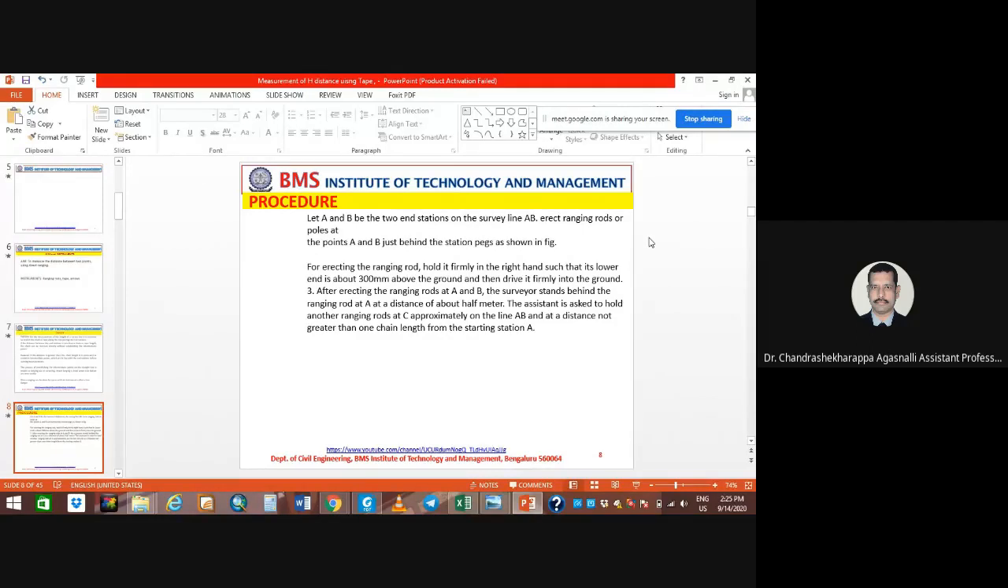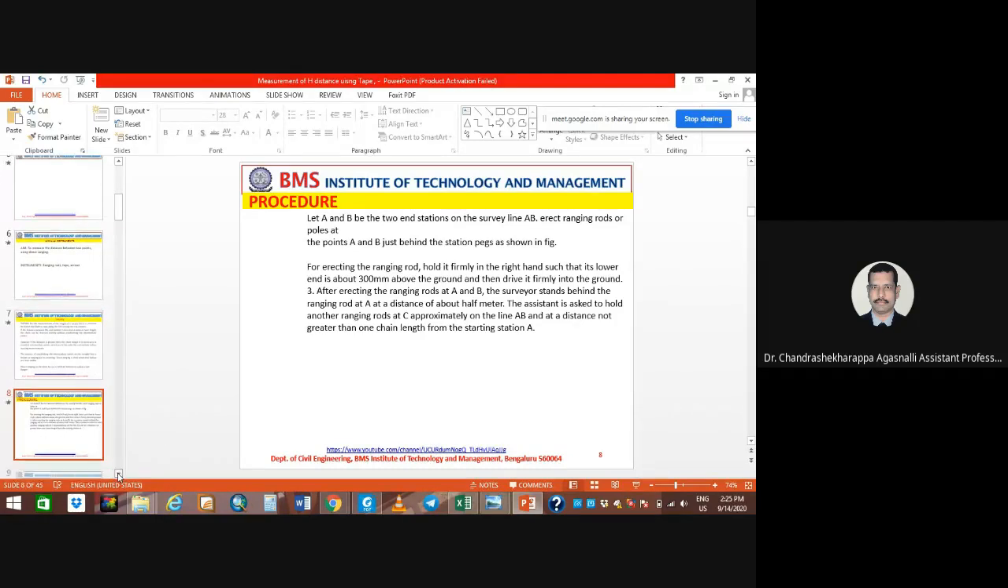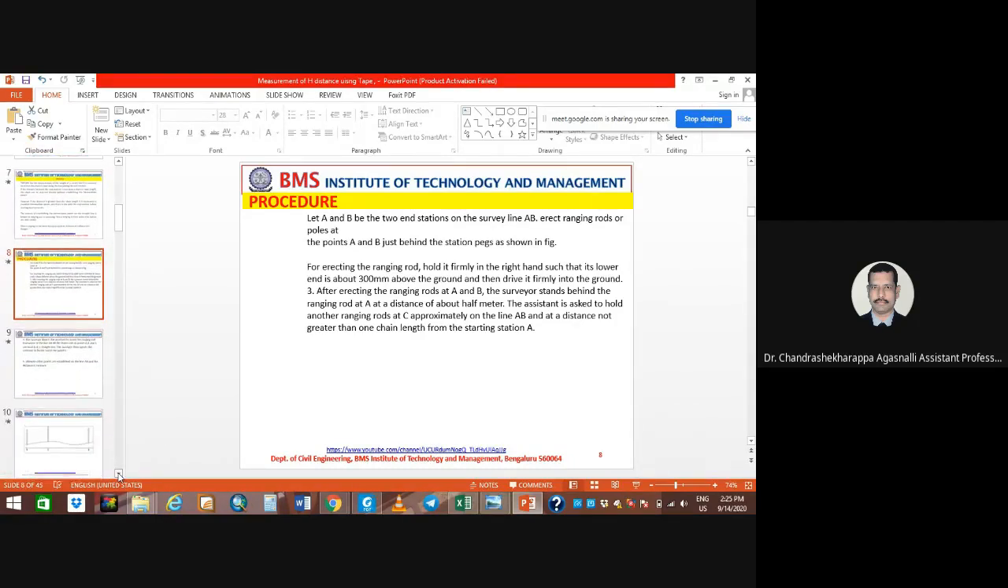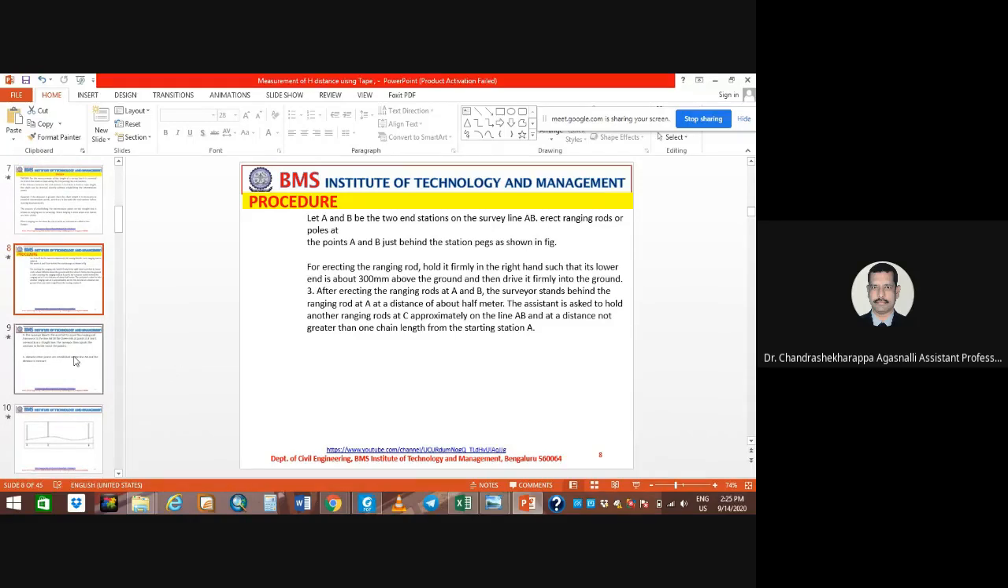After erecting the ranging rods at A and B, the surveyor stands behind the third ranging rod at a distance of about half a meter to align it properly. The assistant is asked to hold another ranging rod C, approximately on the line AB, at a distance not greater than one chain length from station A. You need a minimum of 2 points to align the line, and if 3 points are there, that gives you more accuracy. That would be better.